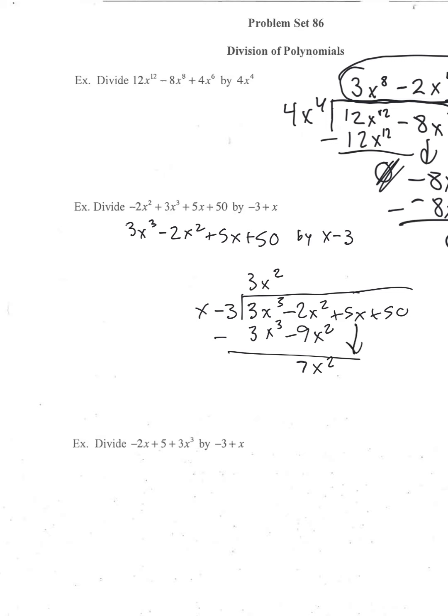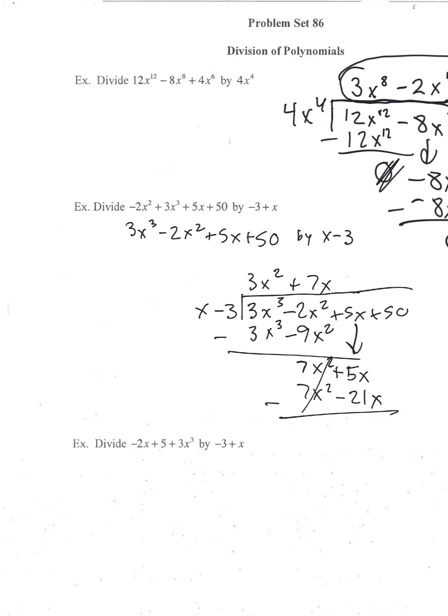We bring down the next term, so we're plus 5x. So now we say, okay, well, x minus 3, how many times does that go into 7x squared plus 5x? I just look at the first term. The x goes into the 7x squared 7x times. 7x distributed over the x minus 3 is 7x squared minus 21x. I'm going to subtract these out.